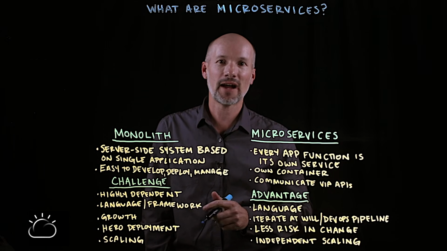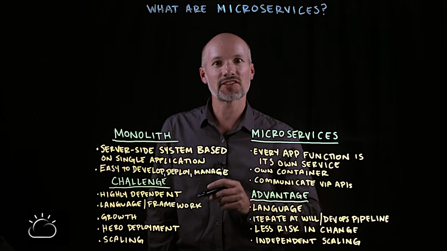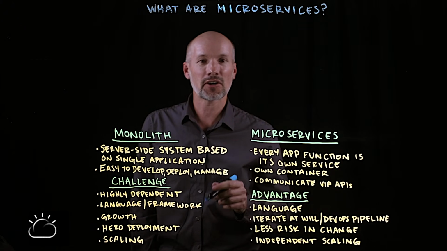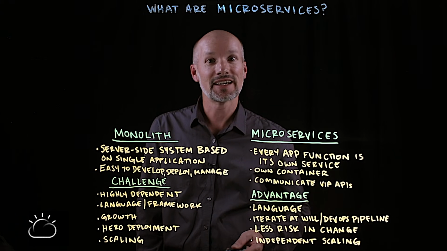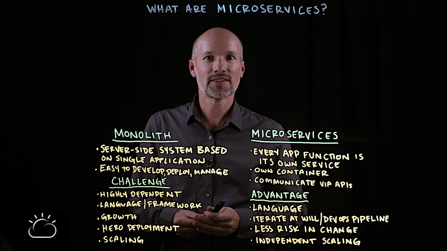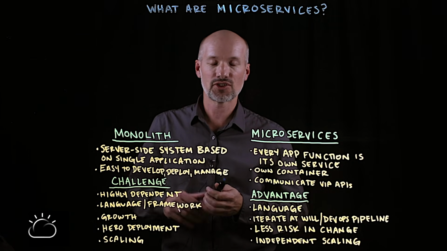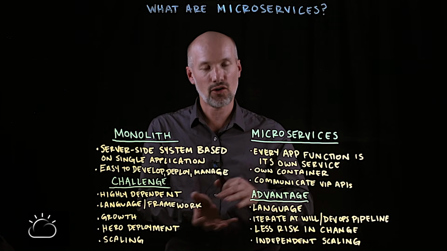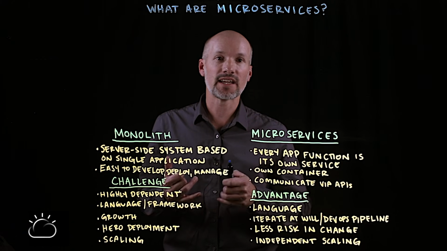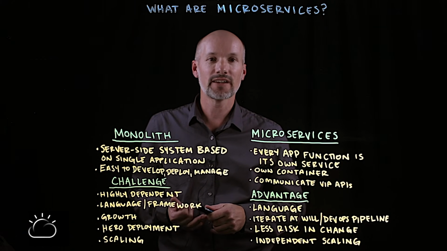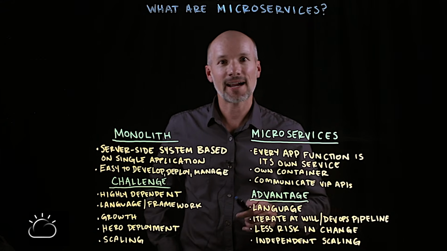To better understand what a microservice is, we should probably look and understand what a monolith is. A monolithic architecture is a server-side system based on a single application. In a Java world, for example, the application would be put into a jar or WAR file and deployed as a whole into a production environment. The thing about a monolith is they're easy to develop, deploy, and manage. But things happen over time.